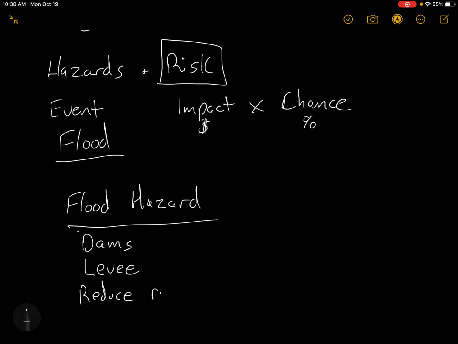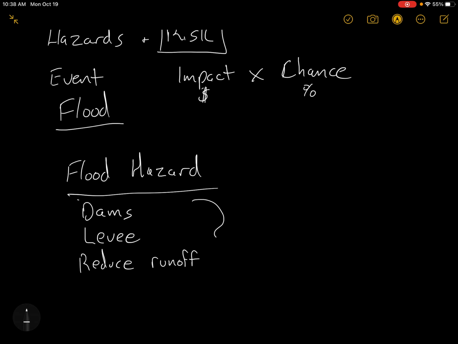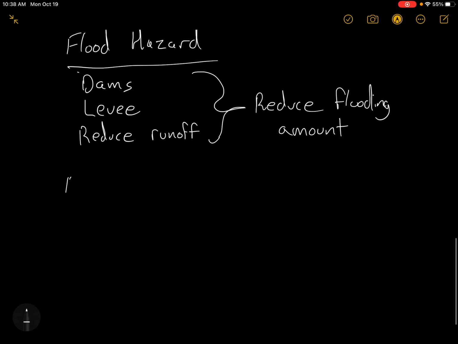We could reduce runoff. That would decrease the flooding amount. So these factors reduce the actual amount of floodwaters that we have, the actual amount of flooding that we have. These kinds of actions will reduce the amount of flooding we have.